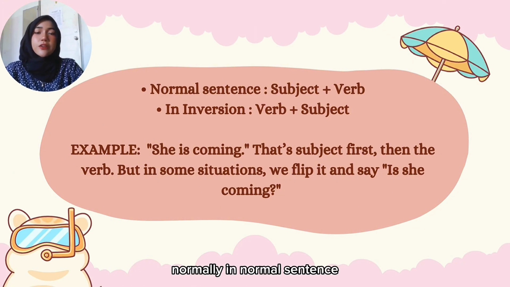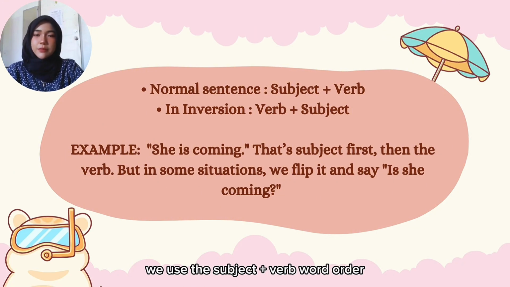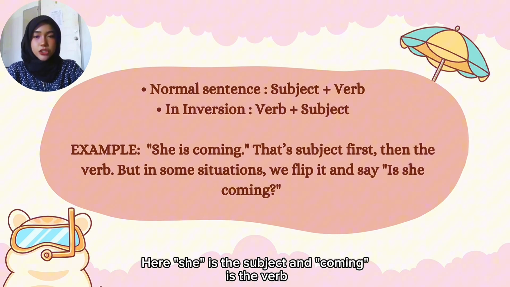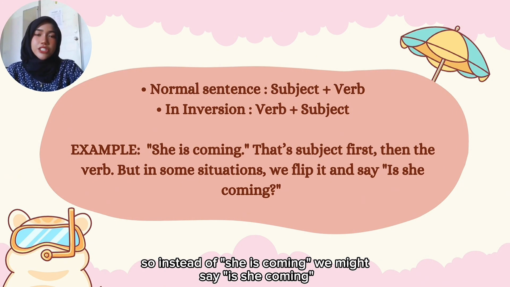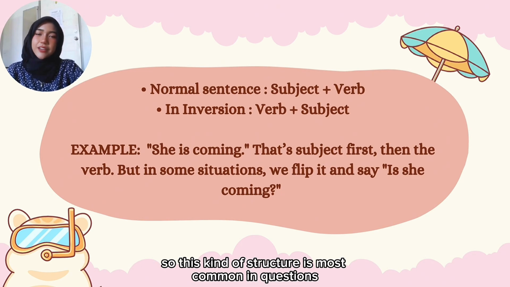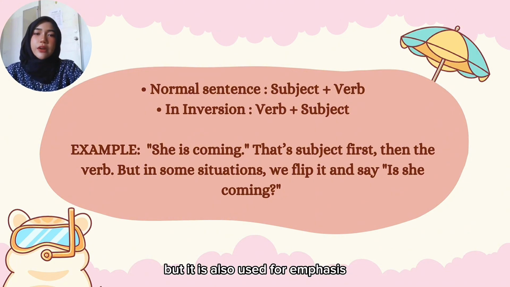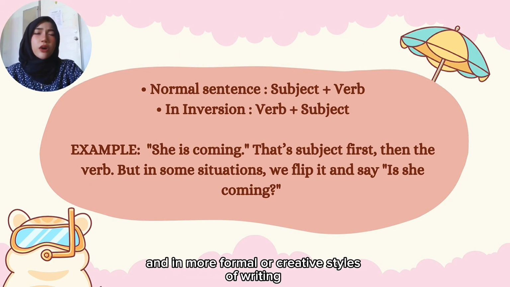Normally, in a normal sentence, we use the subject plus verb word order. For example, she is coming. Here, she is the subject and coming is the verb. But with an inversion, we flip the order to verb plus subject. So instead of she is coming, we might say is she coming. This kind of structure is most common in questions, but it is also used for emphasis and in more formal or creative styles of writing.